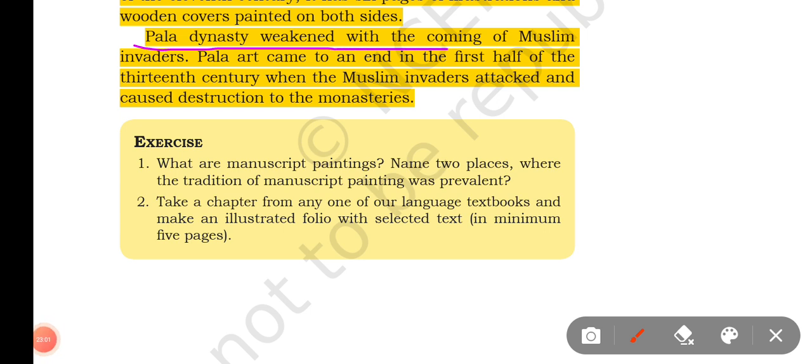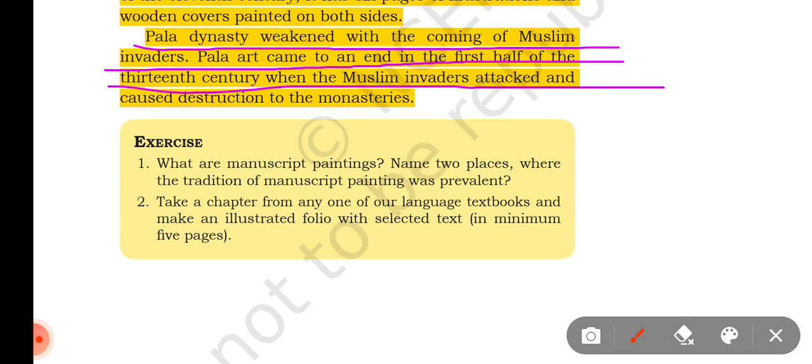The Pala dynasty weakened with the coming of Muslim invaders. Pala art came to an end in the first half of the 13th century when a Muslim invader attacked and caused destruction to the monasteries.